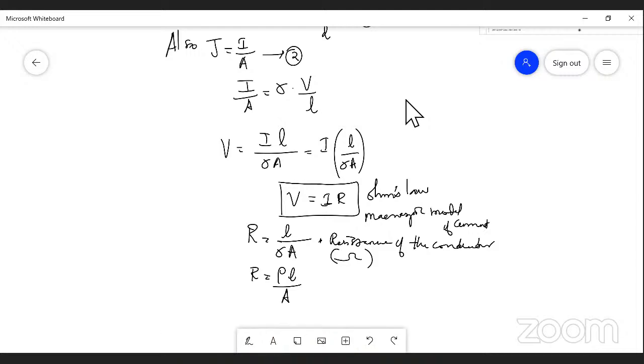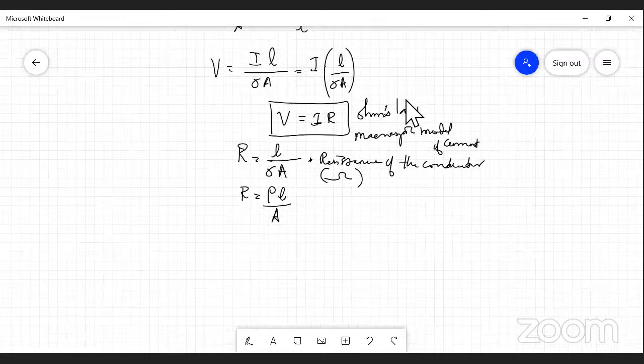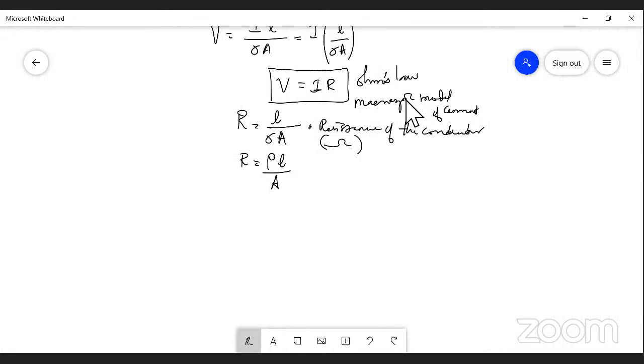Already we saw the relation between conductivity and resistivity. I already told you rho and sigma are inversely proportional. So I can write R equals rho L divided by A. In terms of resistivity, resistance can be expressed as R equals rho L by A. In terms of conductivity, we can represent resistance as R equals L divided by sigma A. Both these relations are the same, called the resistance of the conductor. Its unit is ohm.